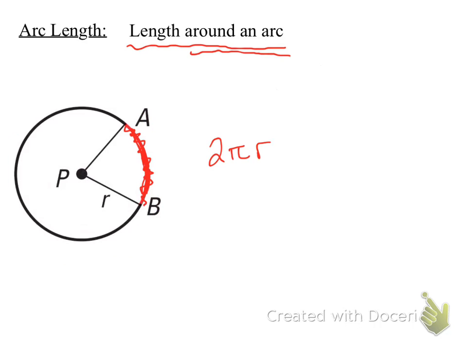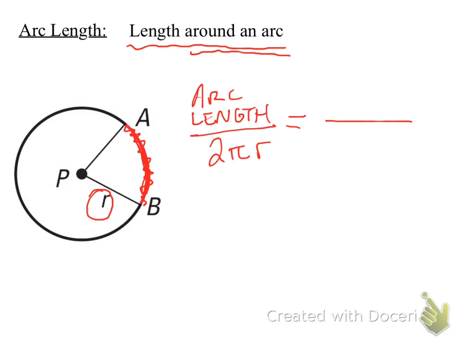If I want to find the arc length, let me write this down here. Arc length is going to be a portion of the circumference. As you can see, I've formed a ratio here: the arc length over the circumference, and I plugged in that formula, 2 pi r. Now, how are we going to use this? If we have the radius, that'll be a good start. When we solve, what we've done this year is, if we have a ratio, we usually set up a proportion. So what would we say this is equal to?